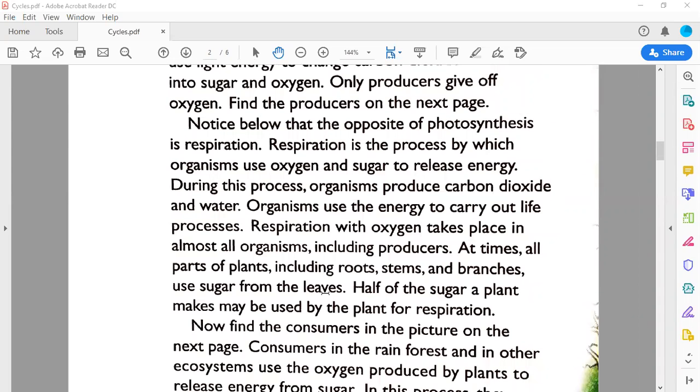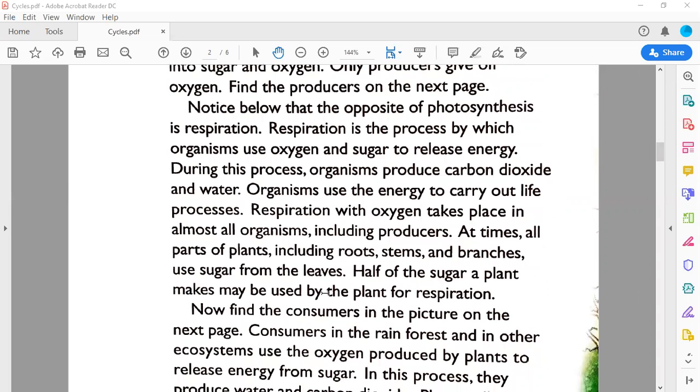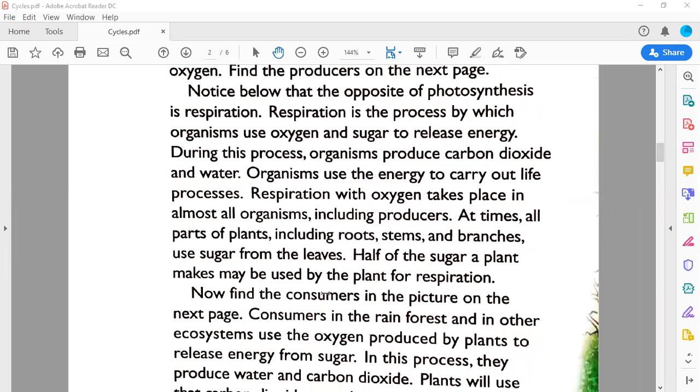All parts of plants, including roots, stems, and branches, use sugar from the leaves. Half of the sugar a plant makes may be used by the plant for respiration. Now find the consumers in the picture on the page.